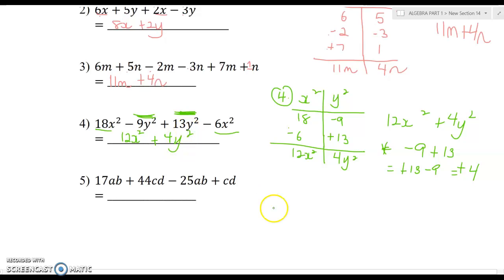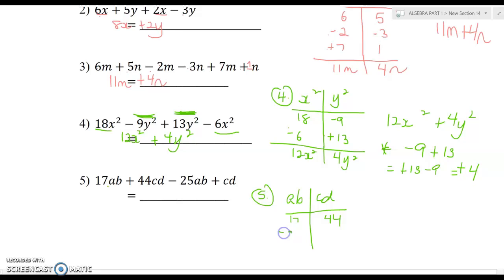And now, number 5. We have 17ab plus 44cd minus 25ab plus cd. So my two variables here, ab, that's my first heading, and then I have cd. So I have 17ab, so I put the 17 under the ab. Plus 44cd, so the 44 goes there under the cd. Minus 25ab, so minus 25 goes under the ab. And plus cd. Remember, this is just one cd, right? So it just comes under there, plus.